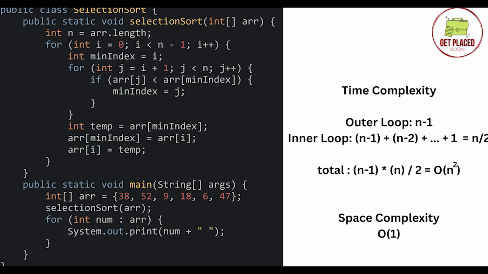Speaking about space complexity, we are not using any extra space. We're just creating a few small variables, and that's why the space complexity of selection sort is constant, that is O of 1. This sorting is performed in place, meaning it does not require additional data structures proportional to the input size. That's why the space complexity is constant.